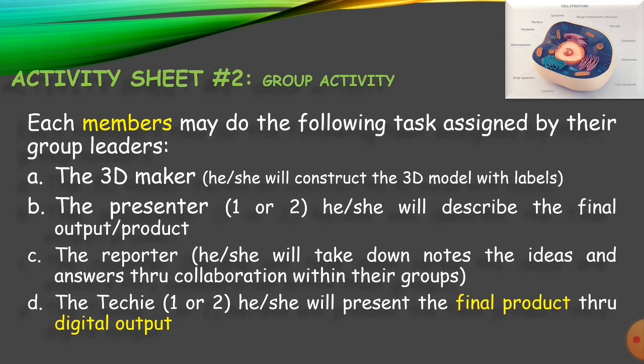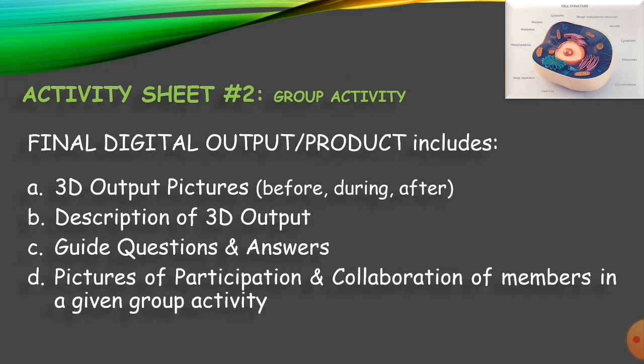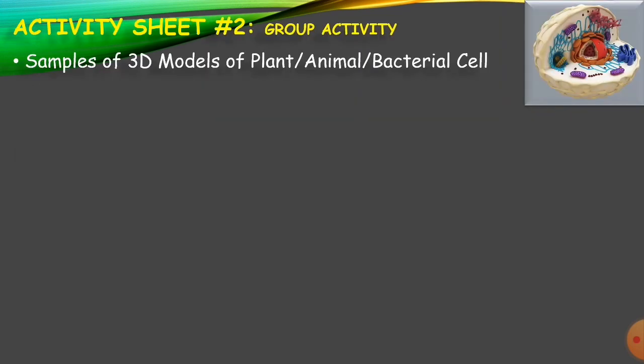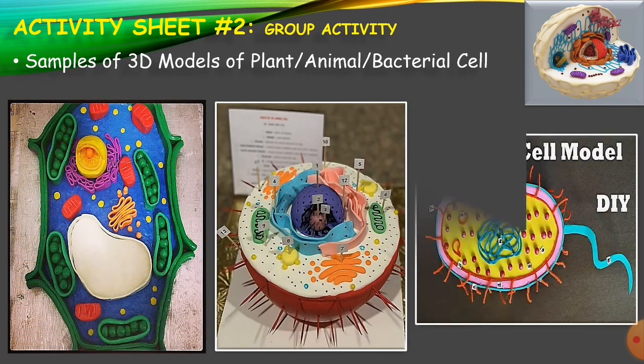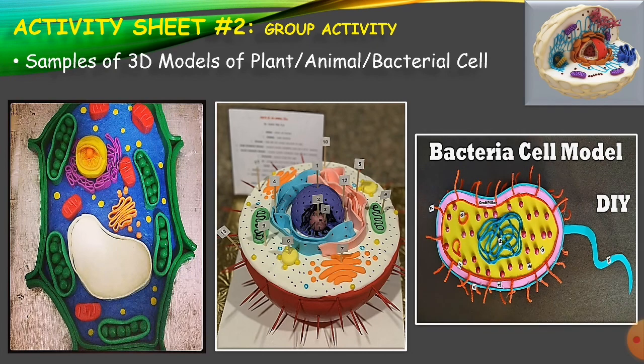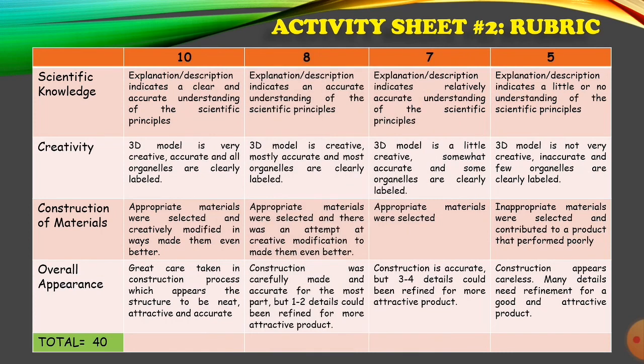And each member may do the following tasks assigned by their group leaders. We have here the 3D maker, the presenter, the reporter, and the techie. And this is your final digital output product, which includes the 3D output pictures, descriptions of 3D output, guide questions and answers, pictures of participations and collaborations of members in a given group activity. And we have here the samples of 3D models of plant cell, animal cell, and bacterial cell. This is your activity sheet 2 rubric for your 3D output model.